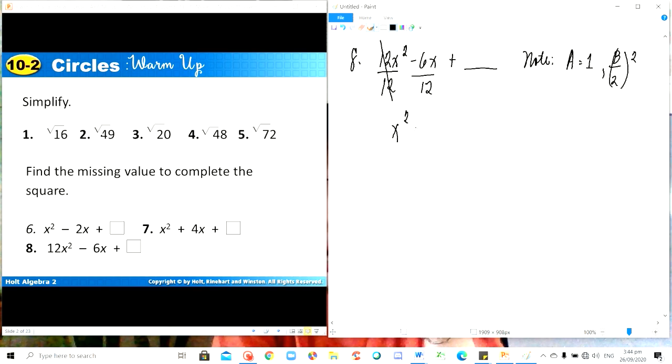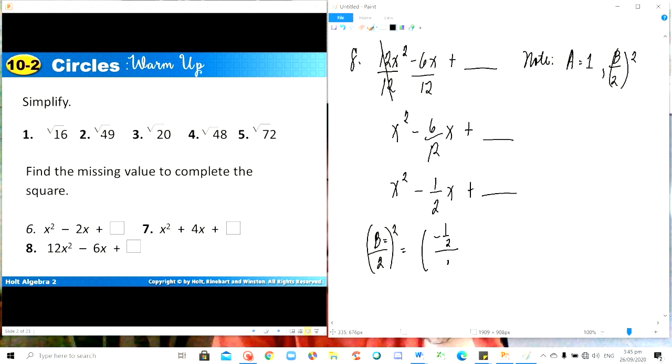So this is x squared minus 6 over 12x plus blank. 6 over 12 can still be written in its lowest terms. So that could be x squared minus 1 over 2x plus blank. What is now your b? Let's continue solving. b over 2 squared is written as negative 1/2 over 2 and then square it.